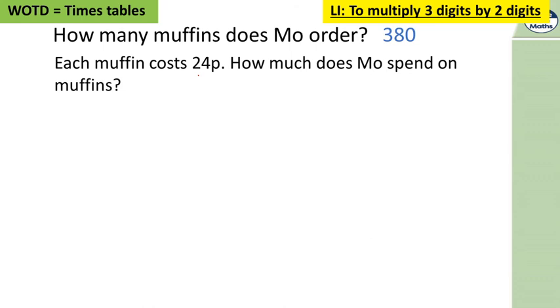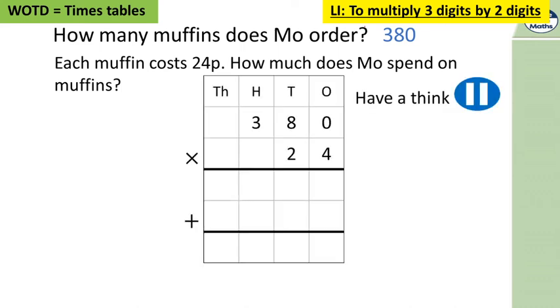Okay, so an extension of that question: how many muffins does Mo order? 380. Each muffin costs 24p. How much does Mo spend on muffins? So this is where we're moving on to using our 3-digit by 2-digit multiplication. So we have 380 times 24. I'd pause the video here, have a go at that question, and see if you get the same answer as me when I go through it in a second.